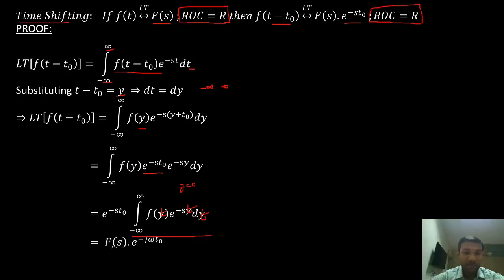So we have F of s into e power minus s t naught, not j omega. It is e power minus s t naught, right? So if f of t has a Laplace transform F of s, then f of t minus t naught will have the Laplace transform F of s multiplied with e power minus s t naught. So that is how we'll prove time shifting.